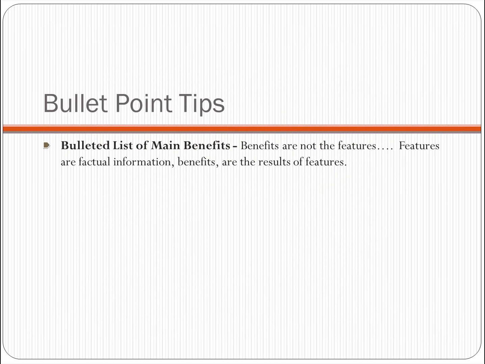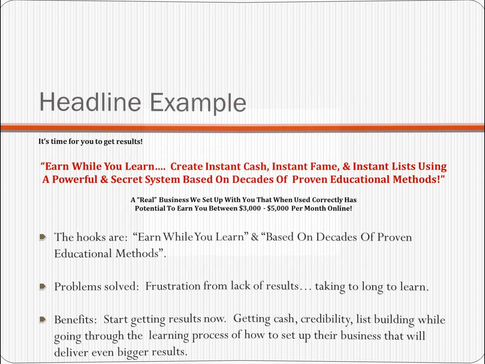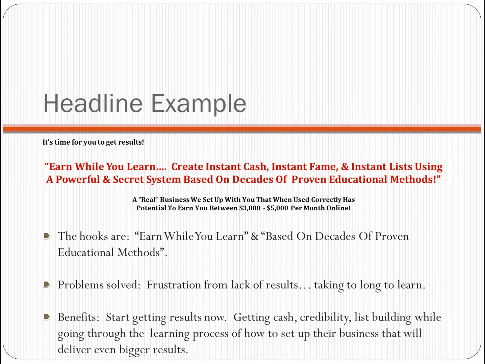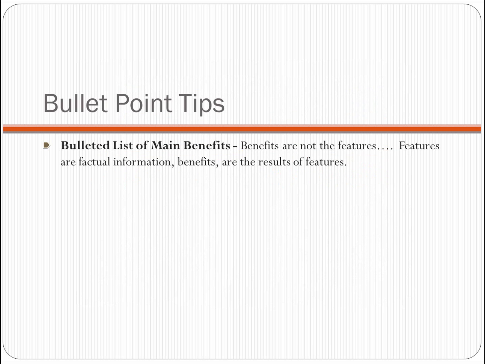All right, let's talk about our bullet point tips, because this is where your next benefits come in. Benefits are not features. Features are factual information. Benefits are the results of the features that you have. If we go back to this last slide, these aren't just features. We're showing them the benefits, what they're going to get: the instant cash, instant fame, instant lists using the methods that we're teaching them. They're going to earn while they're learning. So we're going to be focusing on benefits, and not the features of our product.